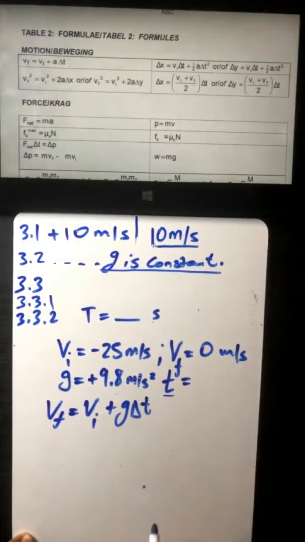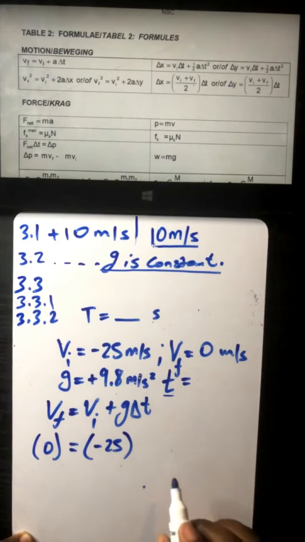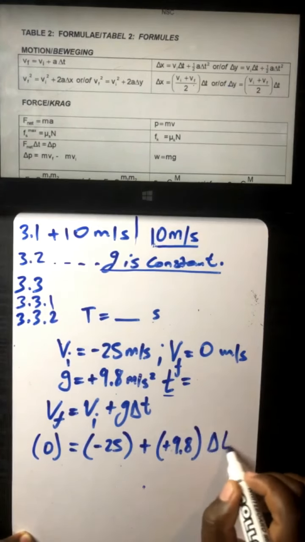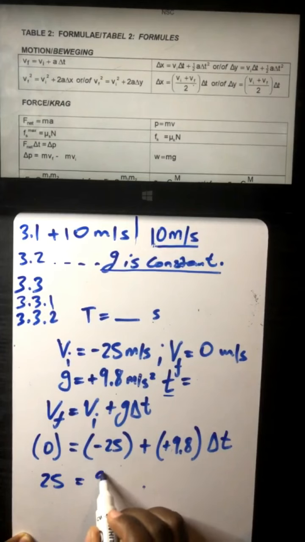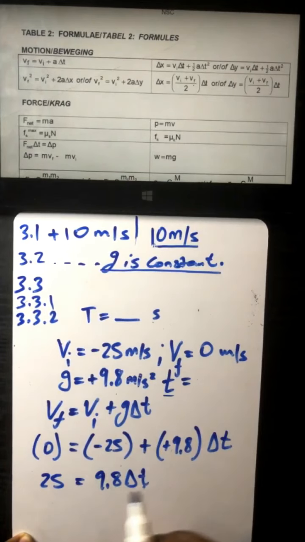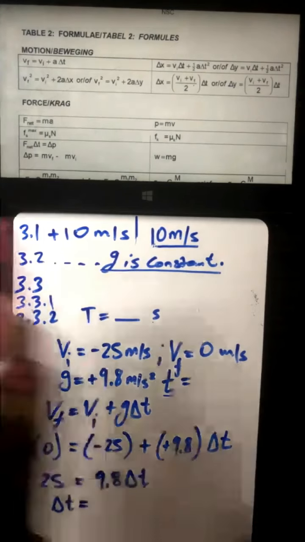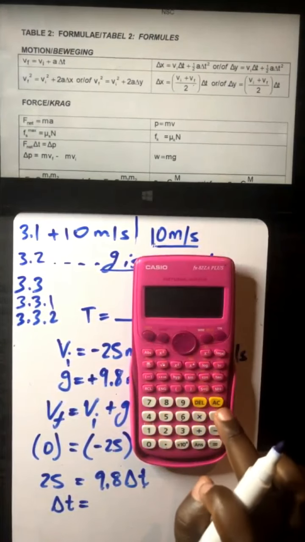V final equals V initial plus g delta t. What is our V final? It's 0. What is our V initial? It's negative 25. What is g? g obviously is positive 9.8 delta t. Now we can calculate. You transpose, then you've got 25 equals 9.8 delta t. Then delta t is equal to 25 divided by 9.8. Let's check. 25 divided by 9.8 is equal to 2.6.